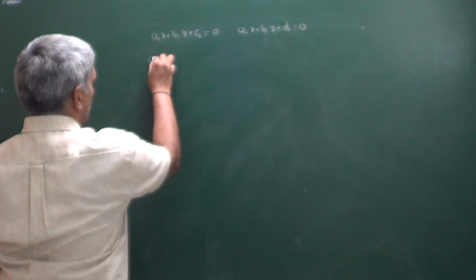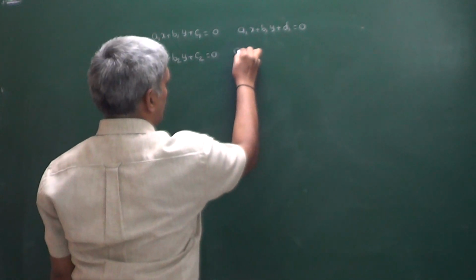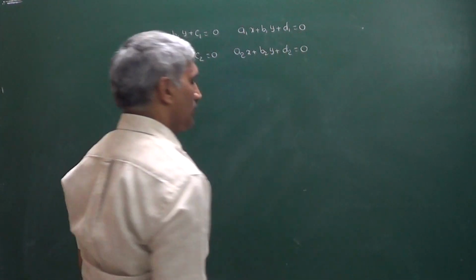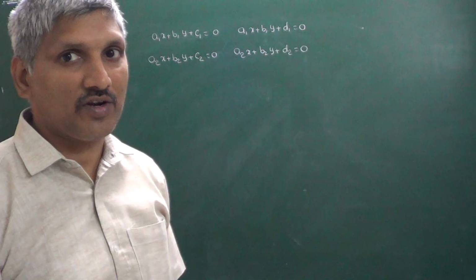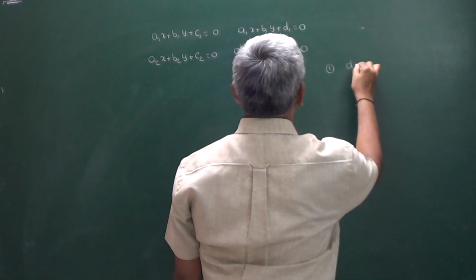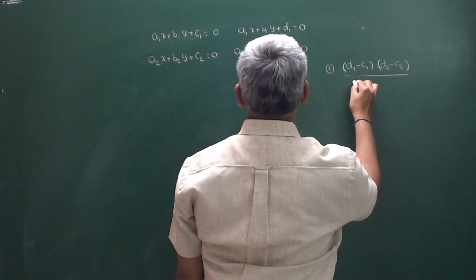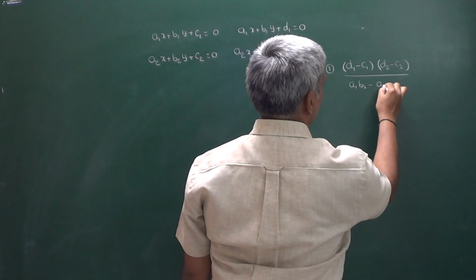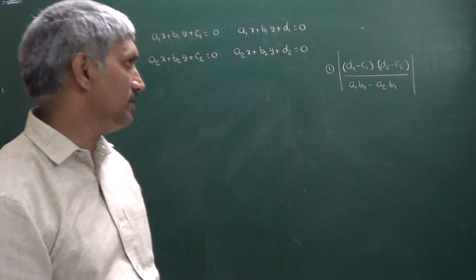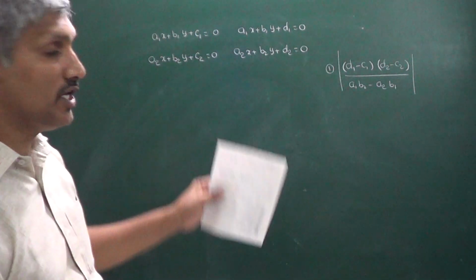Right. Another line: a2x plus b2y plus c2 is equal to 0, and a2x plus b2y plus d2 is equal to 0. He is asking what is the area of that figure, or the area of that parallelogram. The option is given like this: d1 minus c1 into d2 minus c2 divided by a1 b2 minus a2 b1, then modulus. That is the answer given. That is the area of the parallelogram.